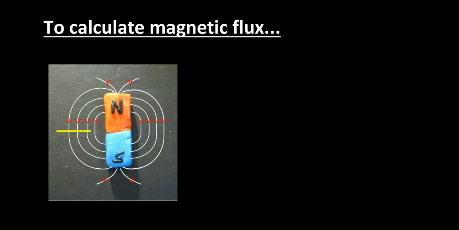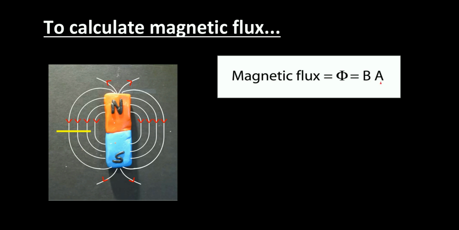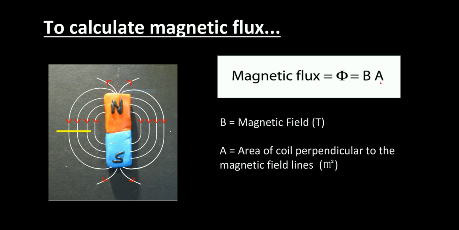To find out the value of magnetic flux, the formula given is phi equals BA, where B is the magnetic field strength and A is the area of the coil. The SI unit for magnetic flux is Weber. Based on the formula, we can also say that Weber is equivalent to Tesla meter square.